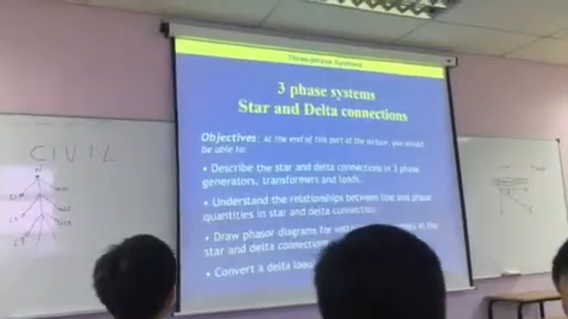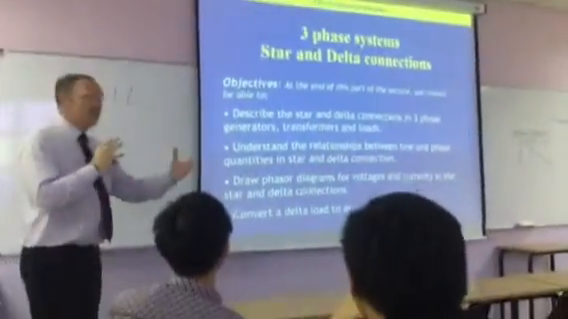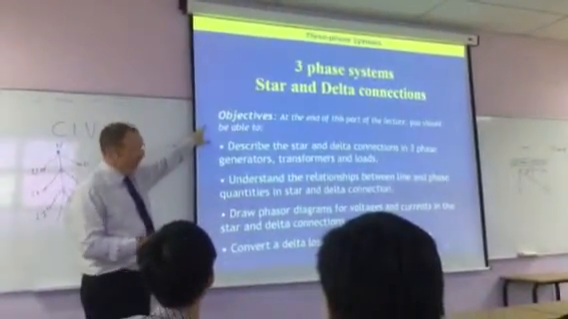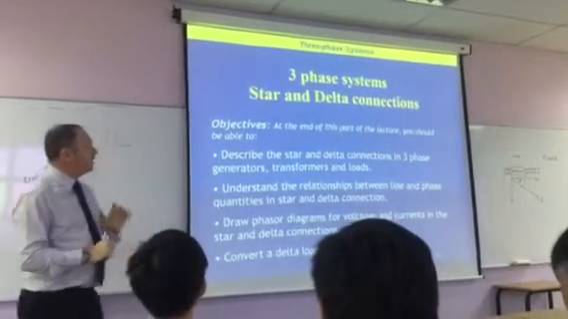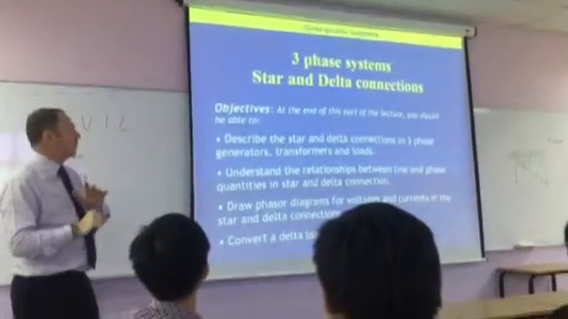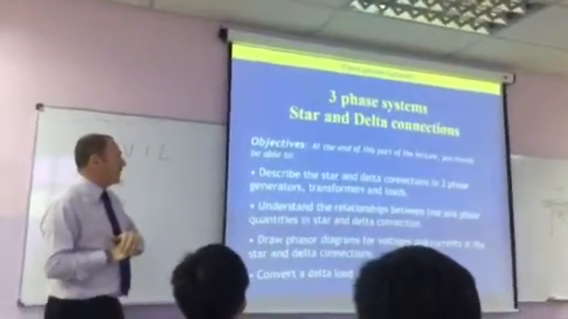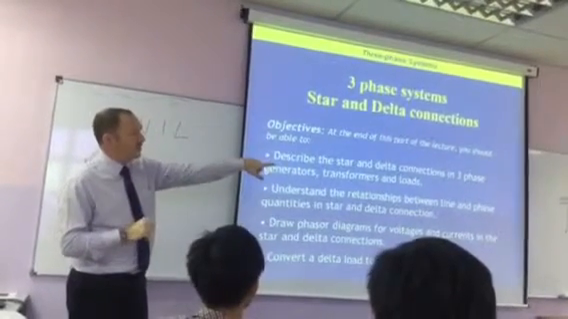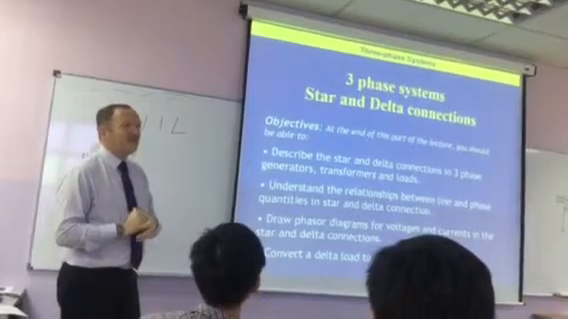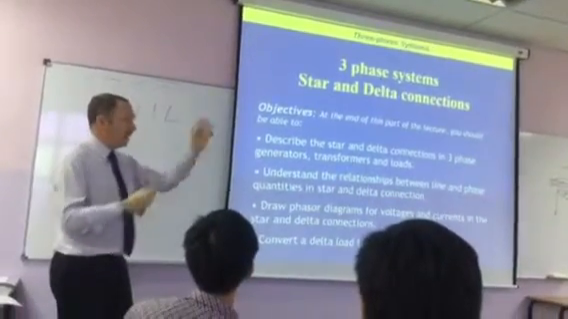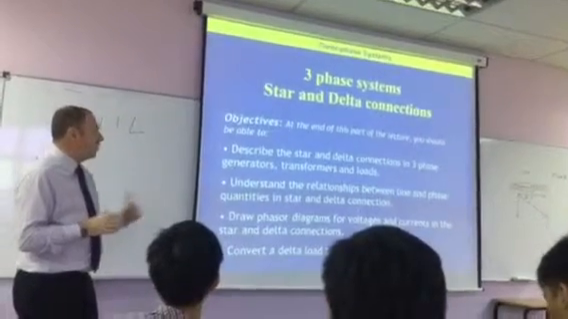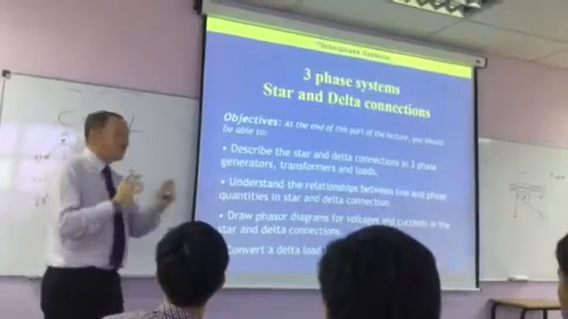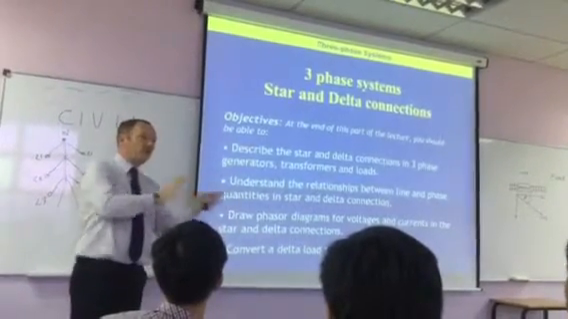Right, okay, so I'm going to talk a little bit now about star and delta connections and the relationship between them. Okay? So, what I'd like to achieve in the next sort of 20 minutes or so, I'll describe the star and delta connections in generators, transformers and loads. Understanding the relationship between line and phase quantities in star and delta connections, and I'll draw some phasor diagrams. My first phasor diagram, I suppose, was the one on the right. You'll be seeing a few more of those. Okay? But again, it's adopting a similar principle to that. And then what I'll do at the end, quite useful, is to convert a delta load to an equivalent star load. And also vice versa. Okay, so from one to the other, or back.